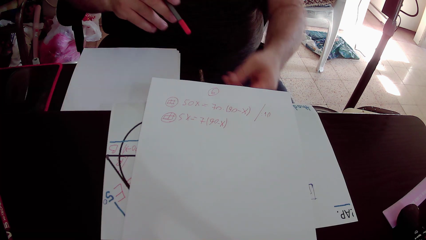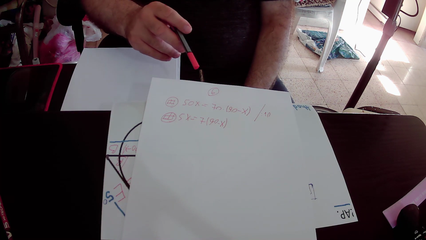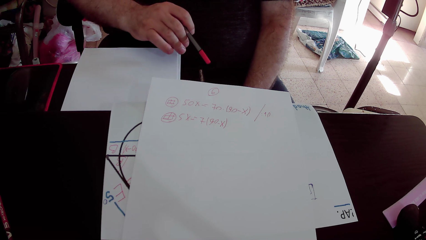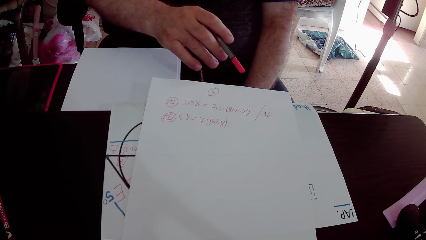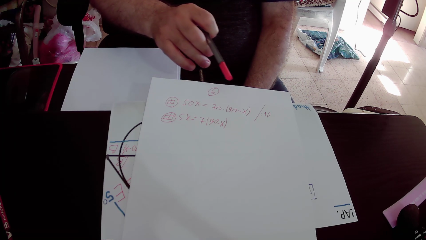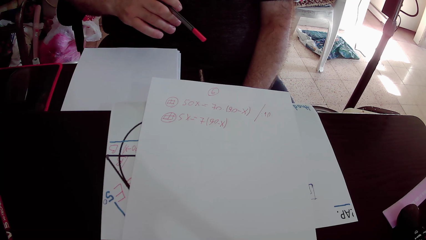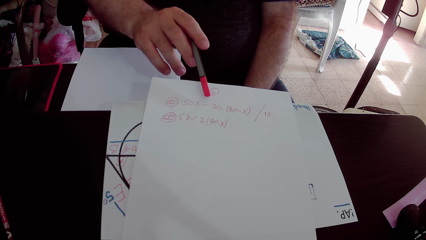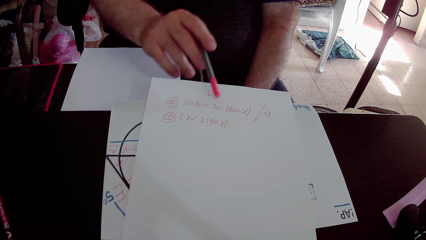So we divided both sides of the equation by 10. 50x divided by 10 equals 5x. And 70 times 90 minus 6 divided by 10 equals 7 times 90 minus 6. Because 70 divided by 10 equals 7. And here 50 divided by 10 equals 5. Here we will open the brackets in this side of the equation.